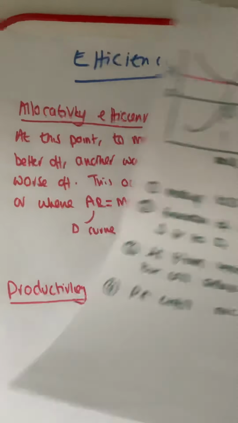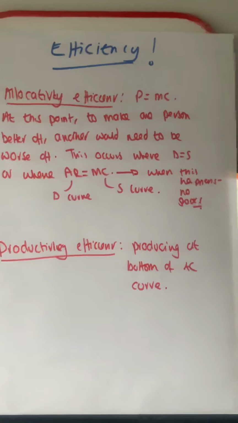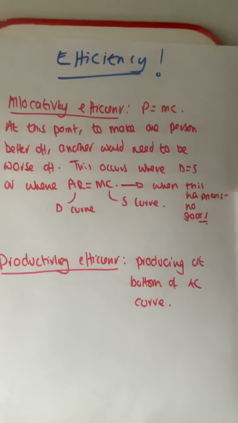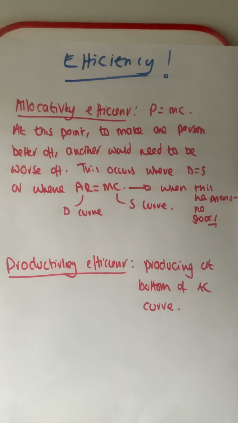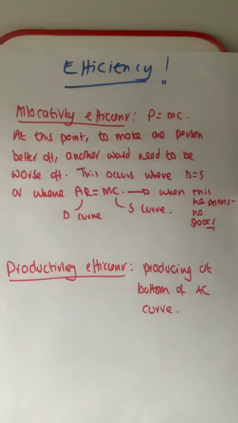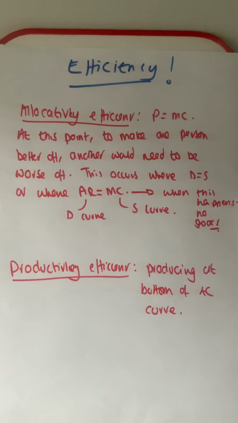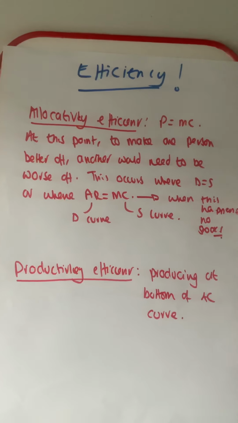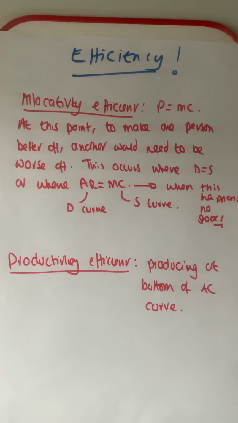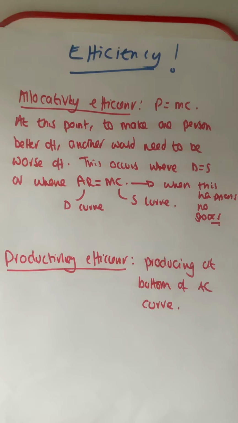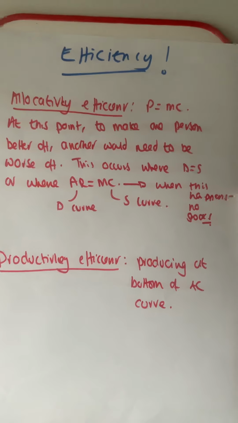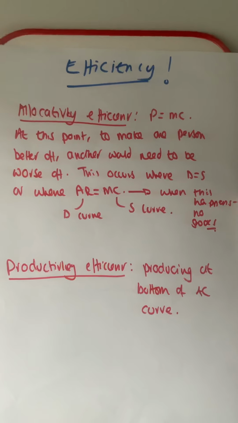Okay. Now, as I say, efficiency is key for this market structure. It's allocatively efficient because it produces where price equals marginal cost. At this point, to make one person better off, another needs to be made worse off. And this is also where demand equals supply, or AR equals MC. And it's productively efficient because it produces at the bottom part of the AC curve.